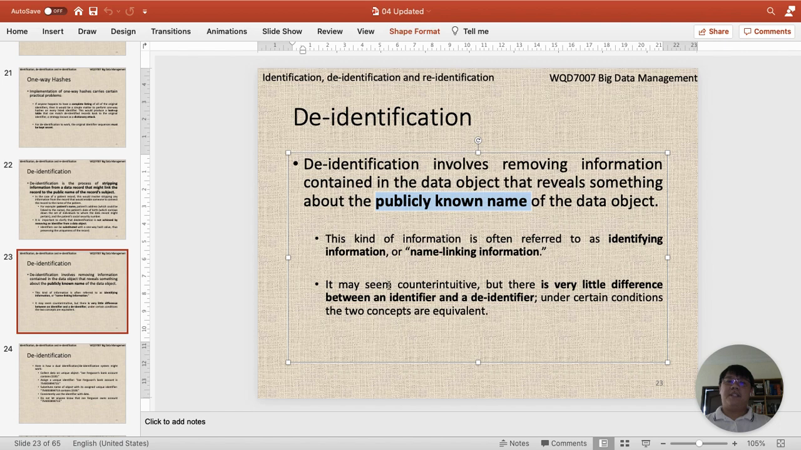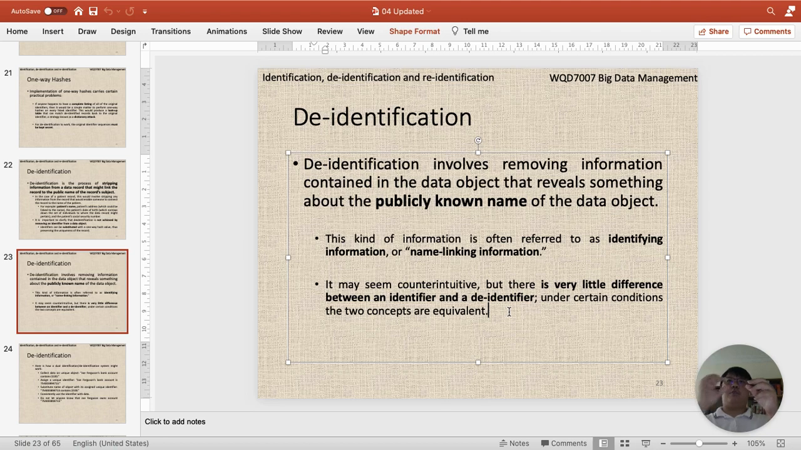This kind of information is often referred to as identifying information or name linking information. It may seem counterintuitive, but there's very little difference between identifier and de-identifier. Under certain conditions, the two concepts are equivalent. Why? Because an identifier is matching with one object, and a de-identifier is also matching with the same object. It's just that right now the identifier itself doesn't have the personal identifier information for that particular object anymore.